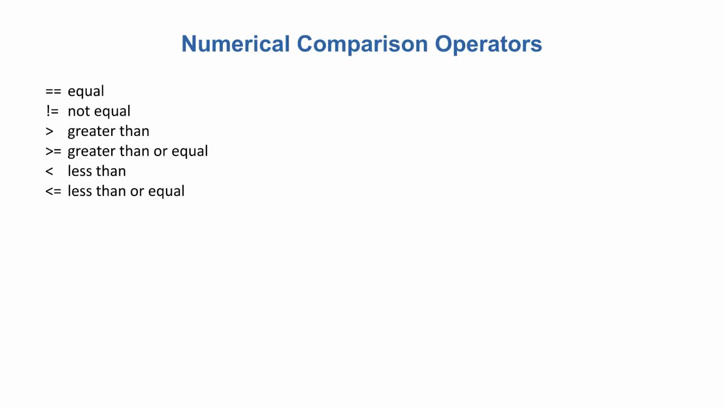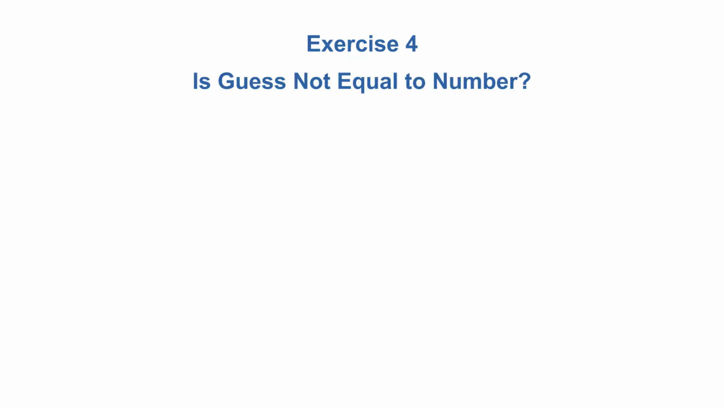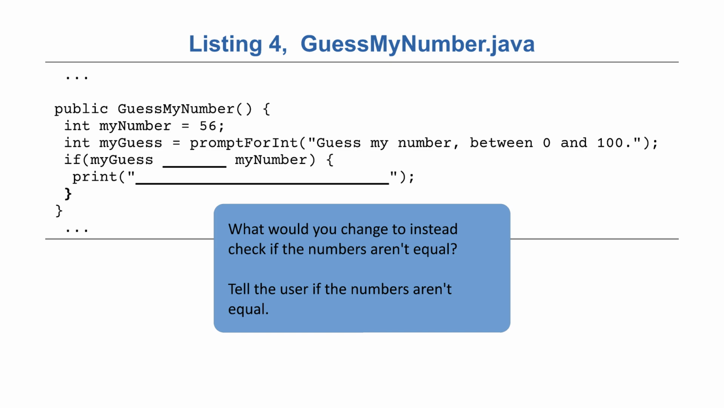Java's comparison operators for numbers include equals, not equal, greater than, greater than or equal, less than, and less than or equal. Note that exclamation point is a not operator. Exercise 4. Is guess not equal to number? What would you change to instead check if the numbers aren't equal? Then tell the user if the numbers aren't equal. Run it. What happened? If you entered anything other than 56, it should have responded that you did not guess the number.